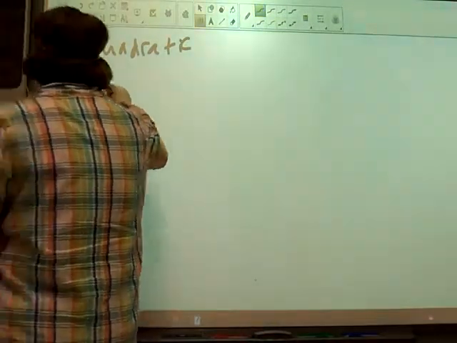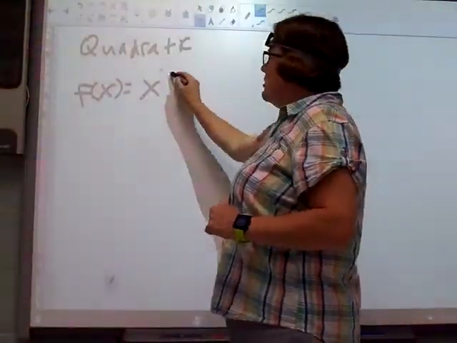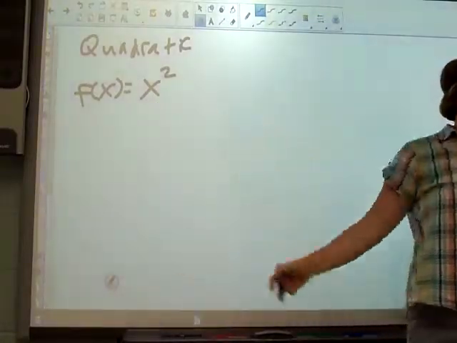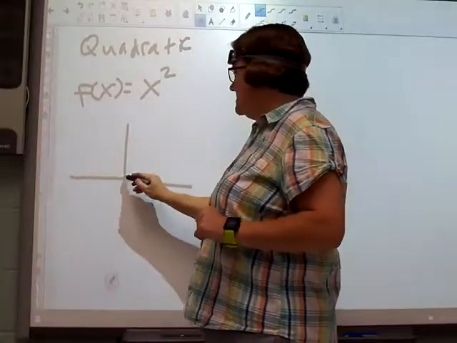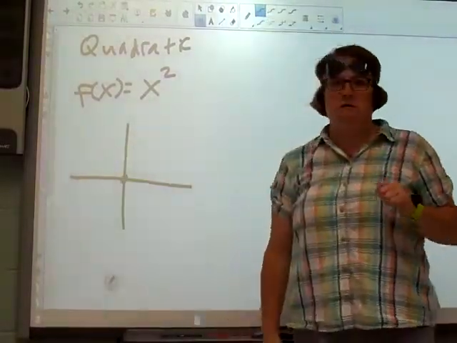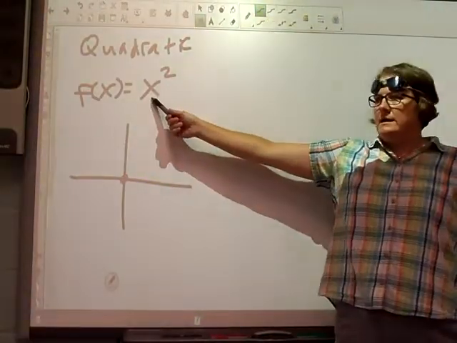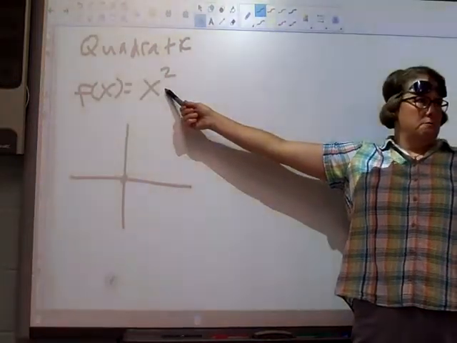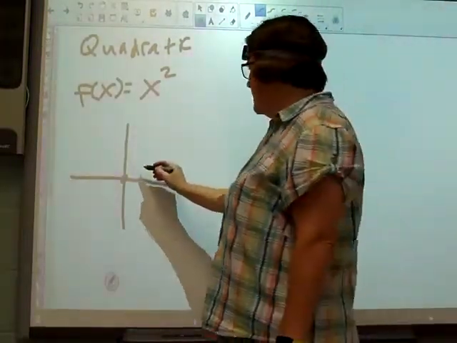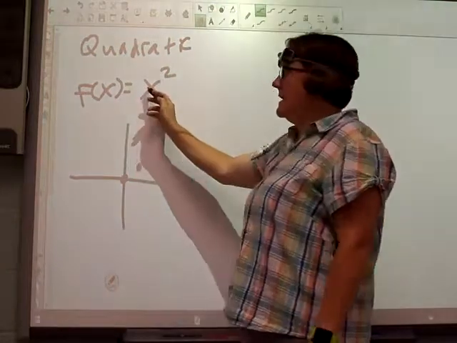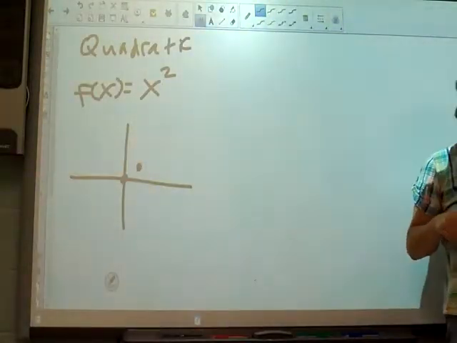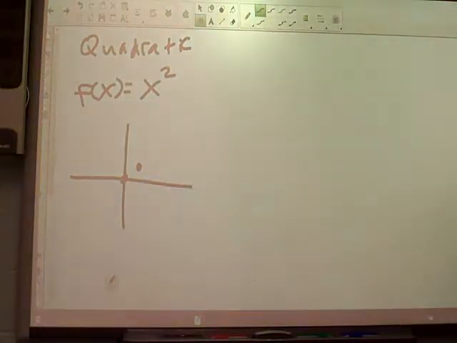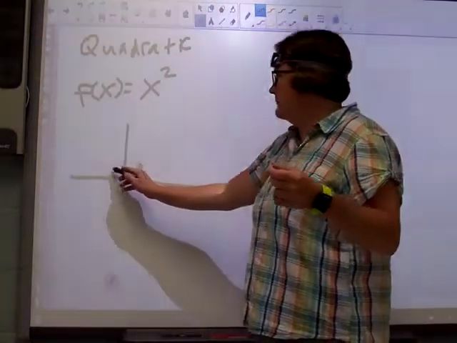So the parent function, a quadratic, is always squared. That's what makes it a quadratic. And with parent functions, we always start at the origin. So if I plugged a 1 in here, what's 1 squared? 1. So I would go right 1 and up 1. What about a negative 1? What's negative 1 squared? It's also 1, because a negative times a negative is positive. So I would go left 1 and up 1.